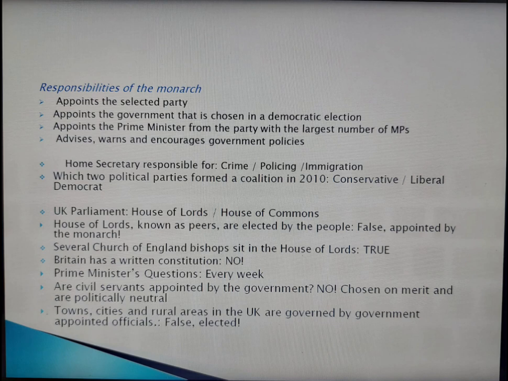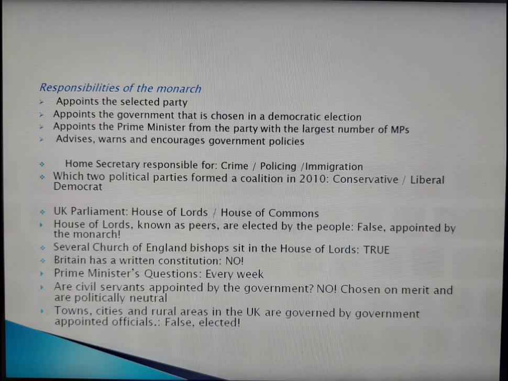UK Parliament names: House of Lords and House of Commons. House of Lords, known as peers, are elected by the people, not appointed by the monarch. Several Church of England bishops sit in the House of Lords. Is it true Britain has no written constitution? Are civil servants appointed by the government? No. Chosen on merit and are politically neutral.